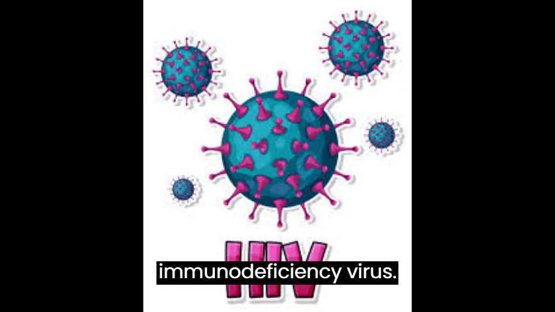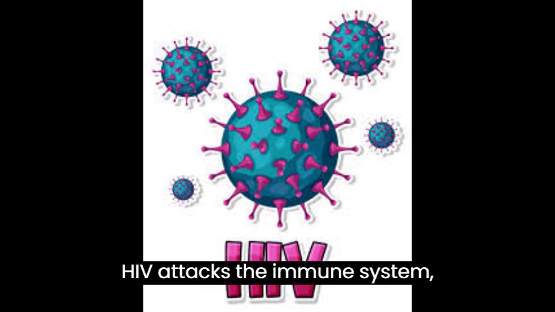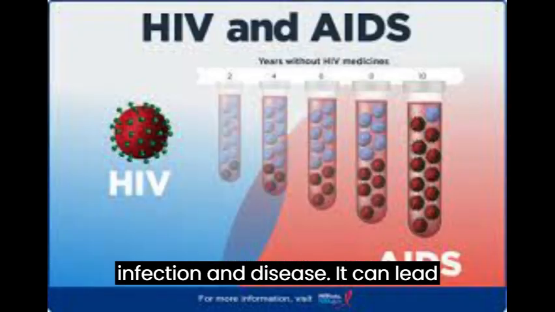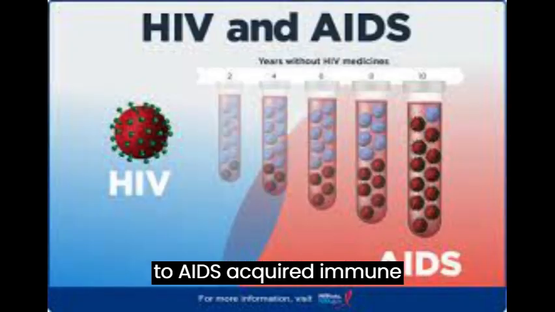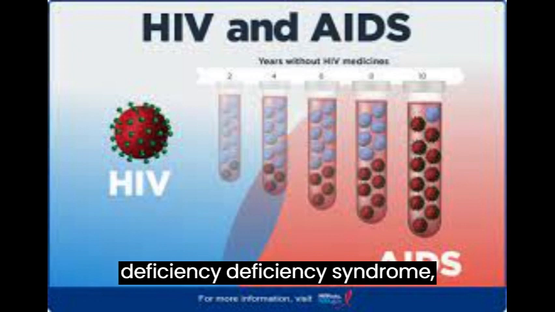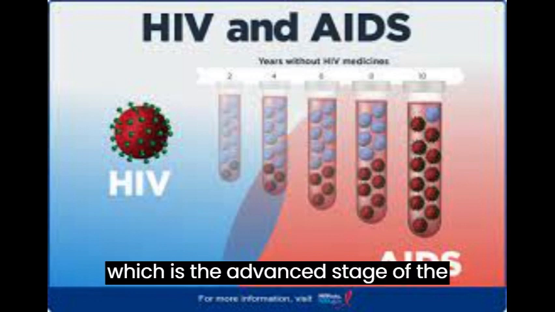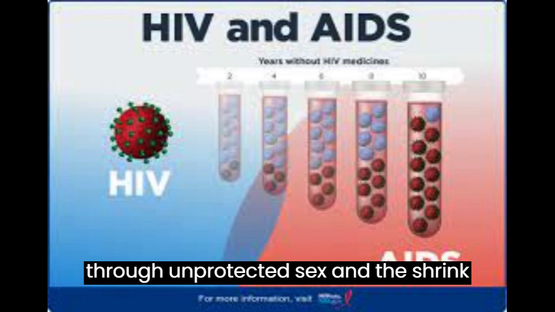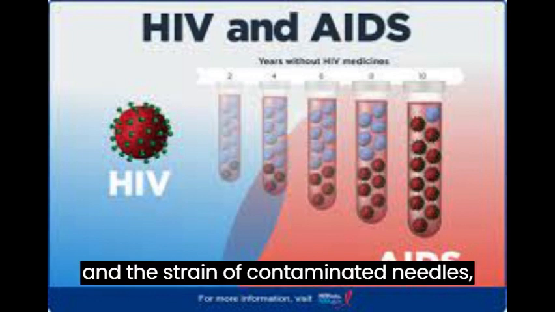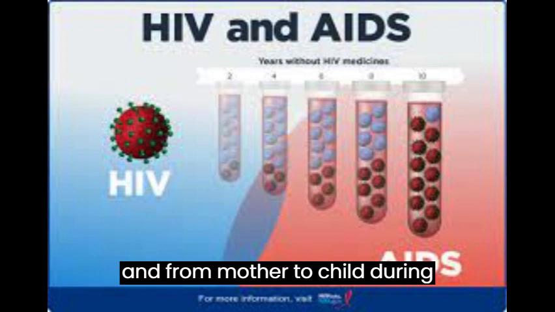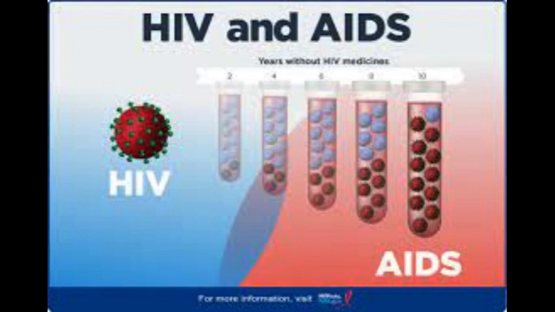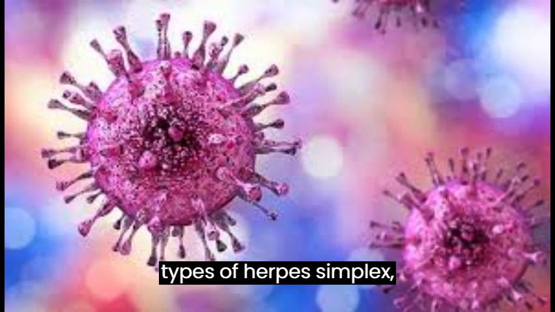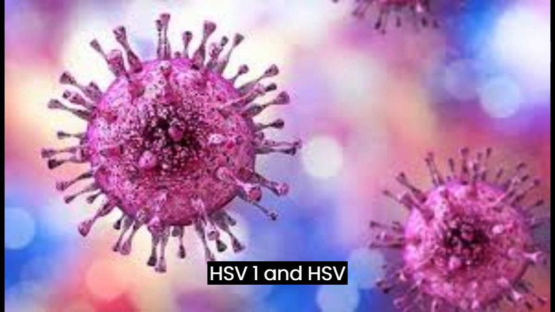HIV, human immunodeficiency virus. HIV attacks the immune system, weakening the body's ability to fight infection and disease. It can lead to AIDS, acquired immune deficiency syndrome, which is the advanced stage of the infection. It is transmitted mainly through unprotected sex, the sharing of contaminated needles, and from mother to child during childbirth or breastfeeding.